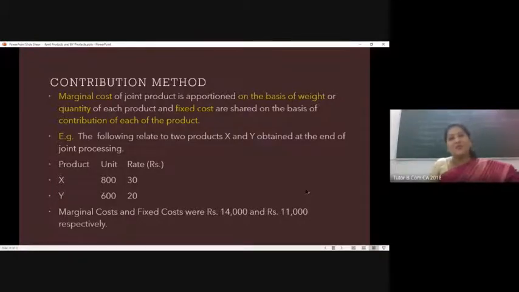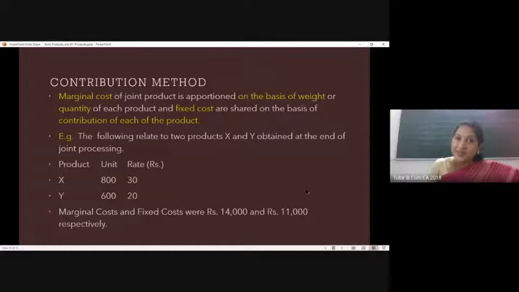for marginal cost is on the basis of weight or quantity, and the apportionment of fixed cost is on the basis of contribution of the product. I repeat, the apportionment of marginal cost in this method is based on weight or quantity, and the apportionment of fixed cost is based on contribution of each of these. Now we know what is contribution. Sales minus variable cost will give us contribution.